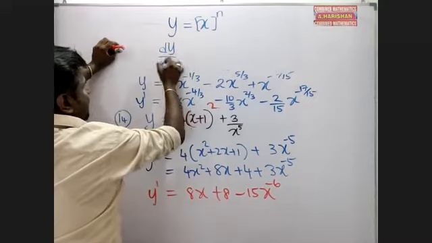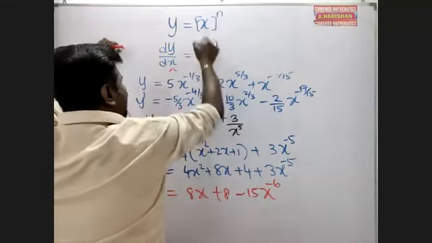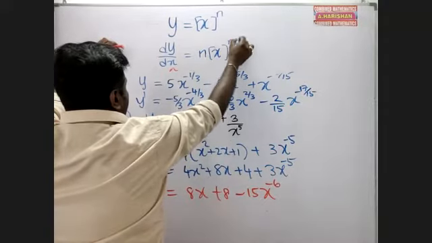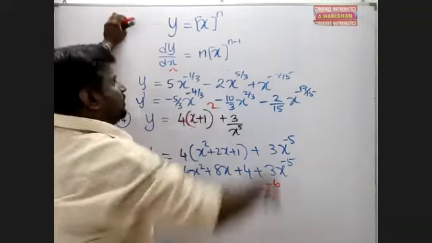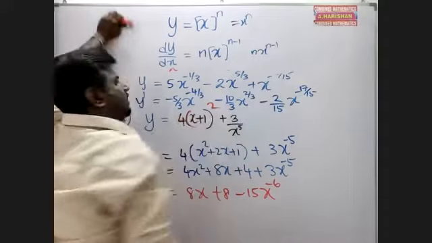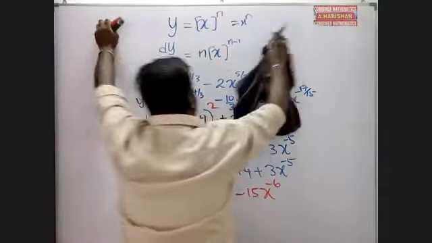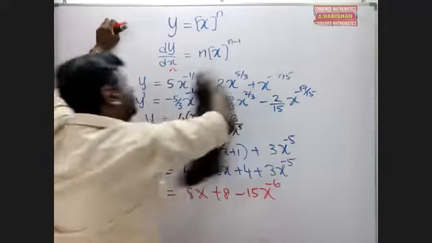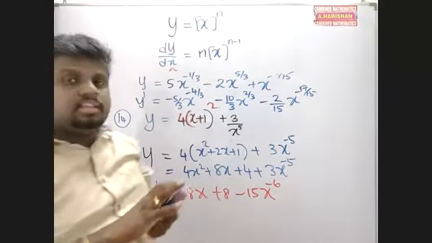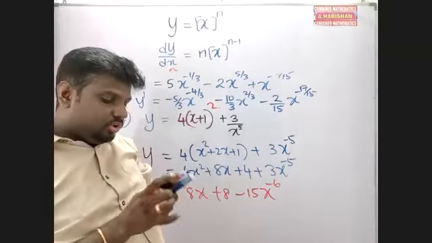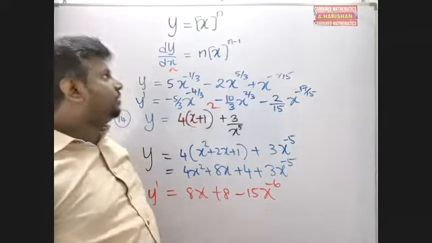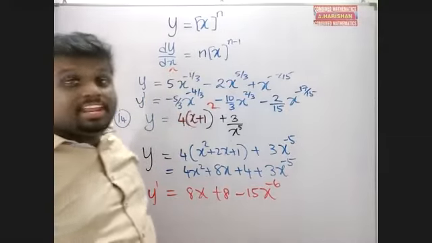dy by dx is what we learned. This is a rule: put the n and x to the power n minus 1. That means normally I didn't put the bracket. I just put n times x to the power n minus 1. That's all. Right. So the problem is now the updated version I'm going to say.